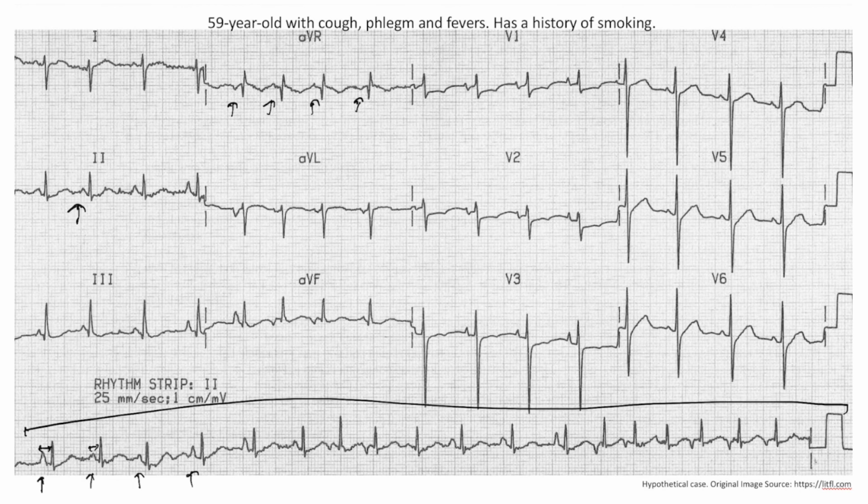So this would be an example of a rhythm that's originating from multiple foci. If the heart rate's over 100, so if there's tachycardia, it would be called multifocal atrial tachycardia. And if the heart rate's normal, it would be called wandering atrial pacemaker.